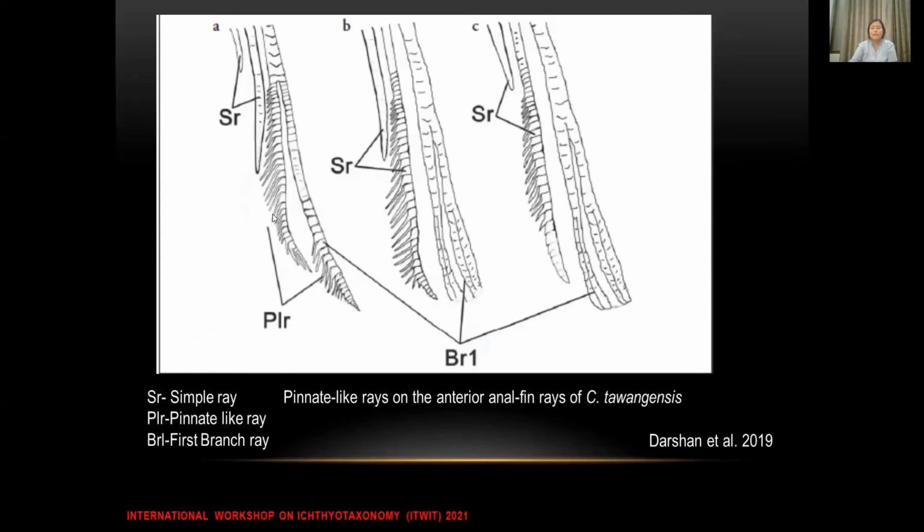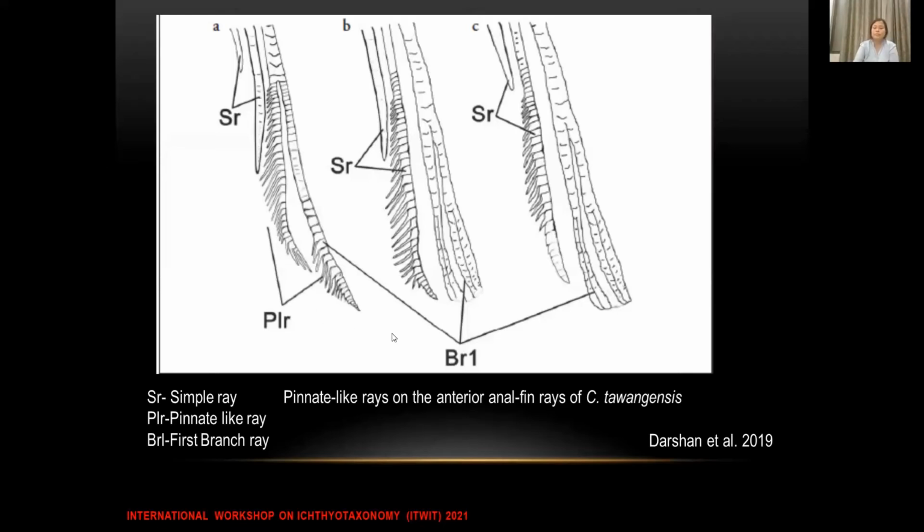The pinnate-like rays are actually supposed to be in the pelvic and the pectoral fins in Glyptosternines, but in Creteuchiloglanis, we can find that the pinnate-like rays are also found between the second anal fin simple ray and the first branched ray. So this is how the pinnate-like rays look in Creteuchiloglanis.